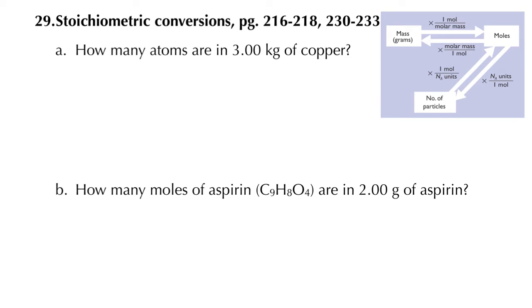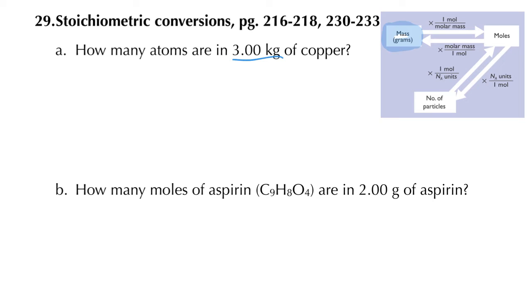On number 29, little letter A, we're asked how many atoms are in 3 kilograms of copper. So I'm going to map out the problem over to the right. I'm given mass, but I'm not quite given grams, so I need to fix that first. I'm given kilograms instead of grams.